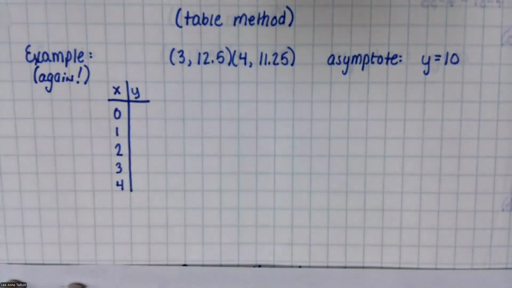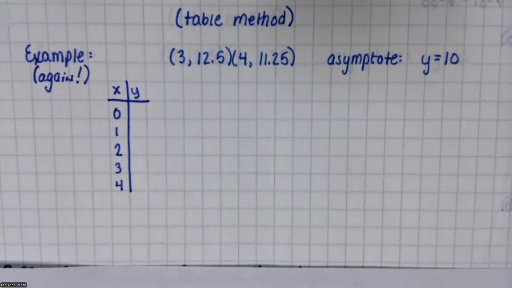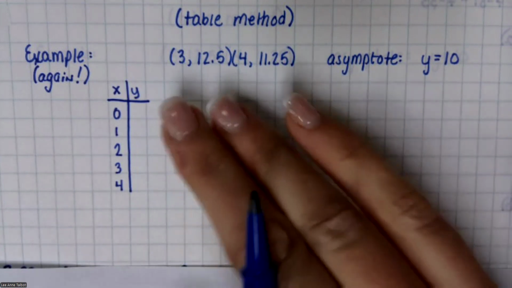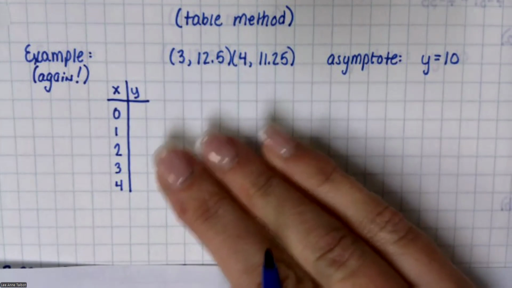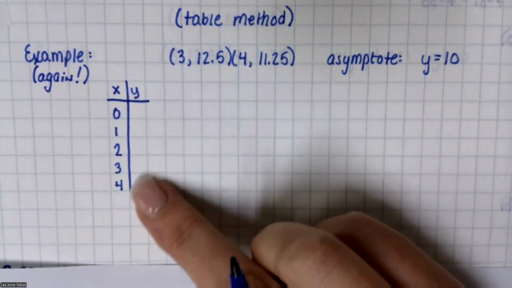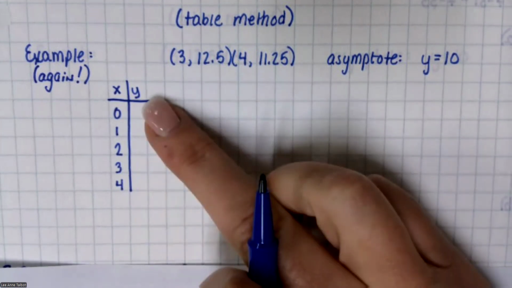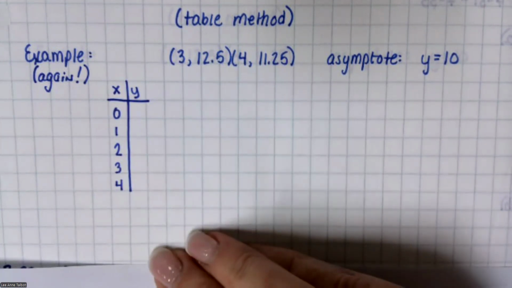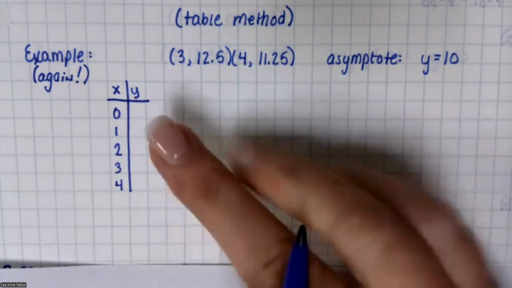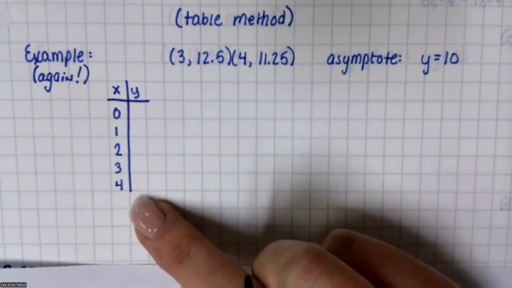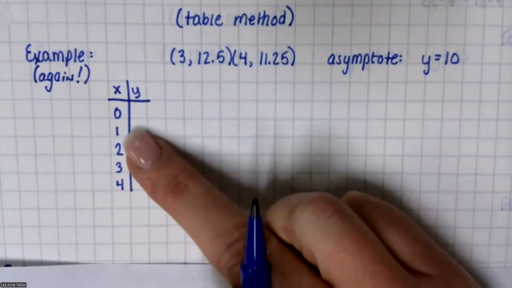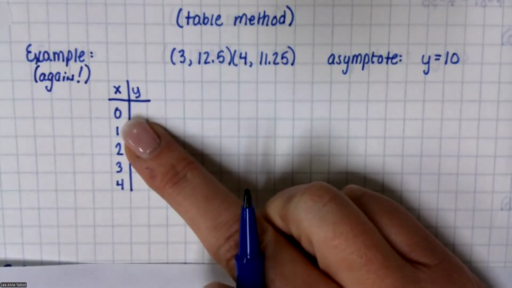Okay, guys. So when you do the table method, the rule is you have to have a spot for each of your coordinates and you have to have a spot for zero. My coordinates were 3 and 4, and then I backtracked my table back to 0.